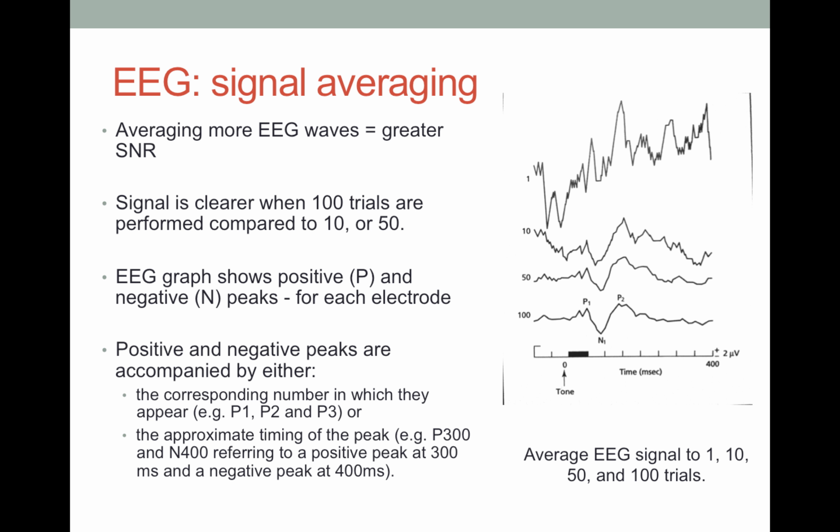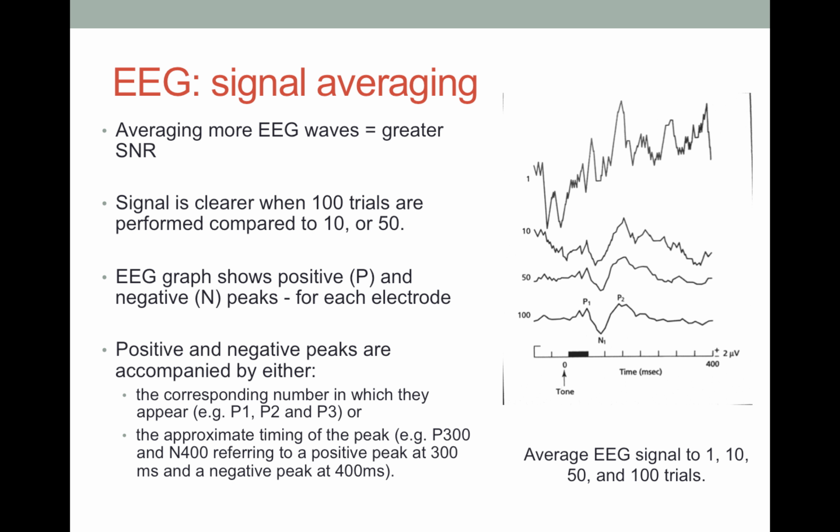We can see here in this graph the average EEG signal to 1 trial, 10 trials, 50 trials and 100 trials. We can see that the signal is much clearer when 100 trials are performed. The graph consists of a series of positive and negative peaks. This is done for each electrode, so we get an ERP profile for each electrode.